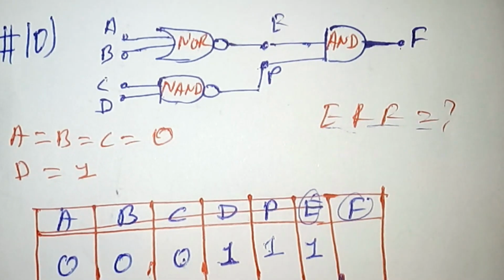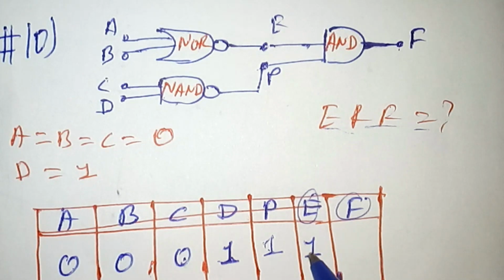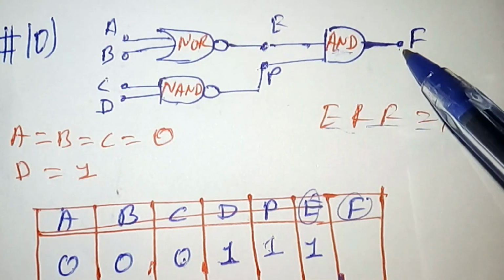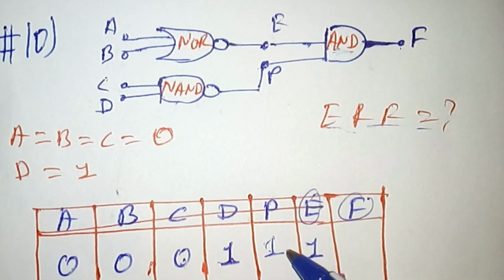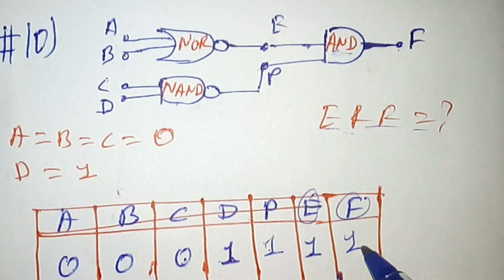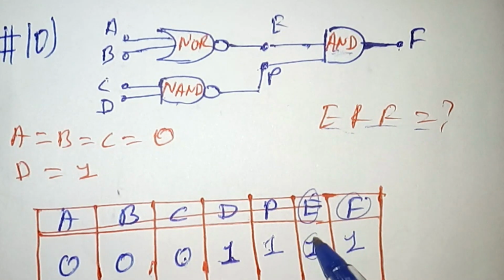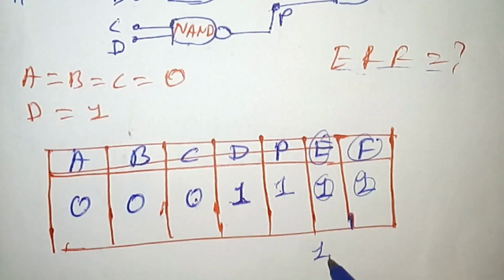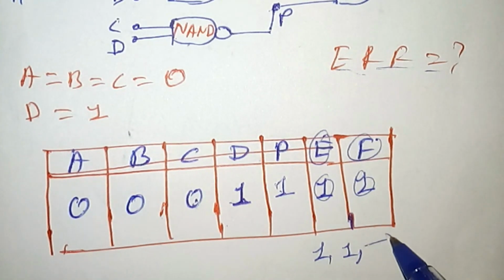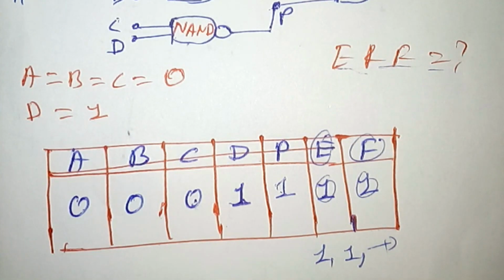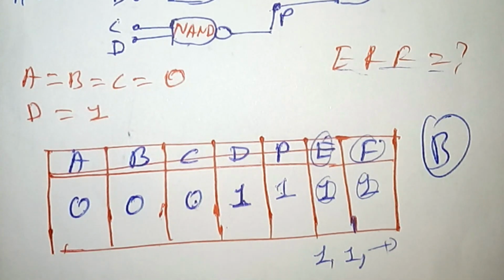We have here 1. At point F, the inputs are from P and E. At P we have 1, at E we have also 1, and we have an AND gate here and the output is F. So 1 AND 1 is 1. So the outputs at points E and F are both 1. The correct alternative which combines these two values is alternative B, which is 1 and 1. E is 1, F is also 1.